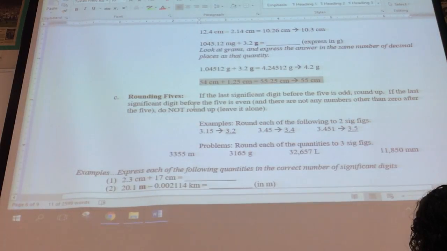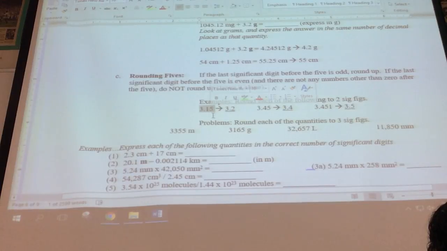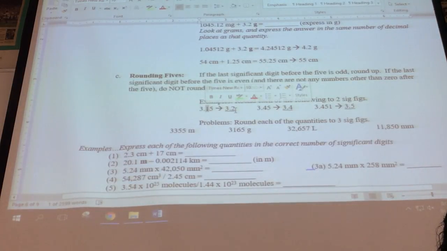If the last significant digit before the 5 is even, and there are not any numbers other than 0 or zeros after the 5, do not round up. Leave it alone. For example, if I wanted to round these to 2 sig figs, I have 3.15. I want 2 sig figs, so I want it to stop there. I have an odd number followed by a 5. I round up. That's what you've always done.